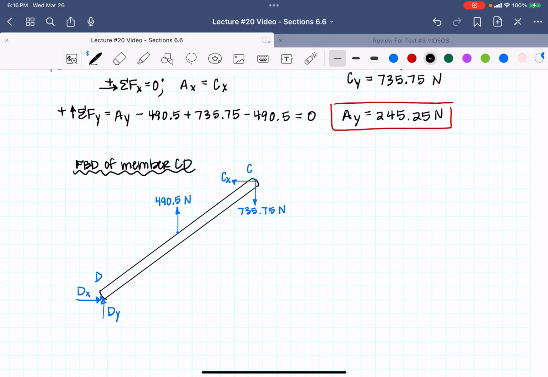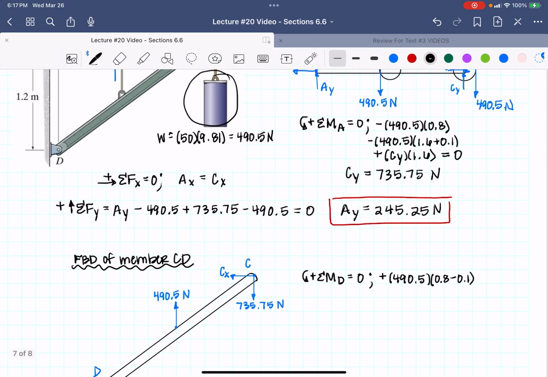So let's sum the moments about point D, plus sum the moments about point D, and solve for that C of x. So at D, I've got the 490.5 newton force in the positive direction, and its perpendicular distance is 0.8 minus 0.1, because I can't forget that distance of the pulley.